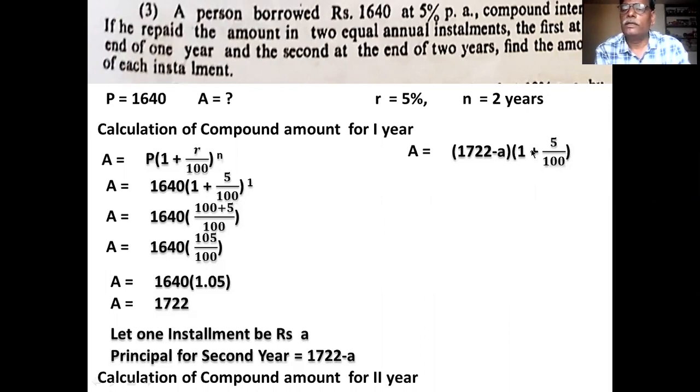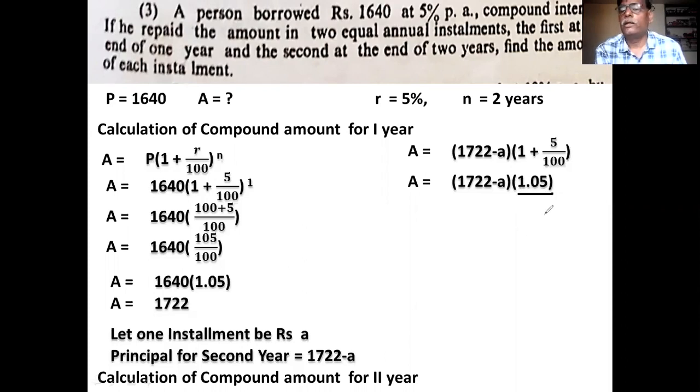If you simplify this again, A is equal to 1722 minus A into 1.05. I already solved this in the previous part, so I will not make more steps. So 1.05 is the value. 1 plus 5 divided by 100 is nothing but 1.05. If you multiply this 1.05 with the first term and the second term, you remember this.